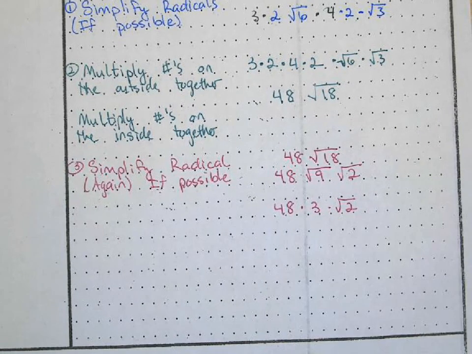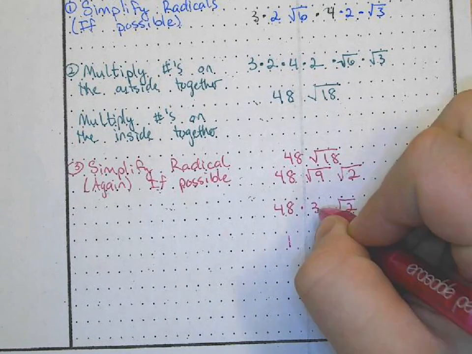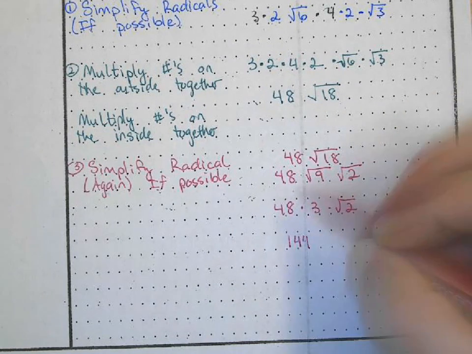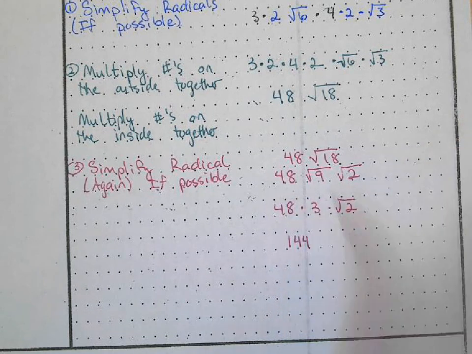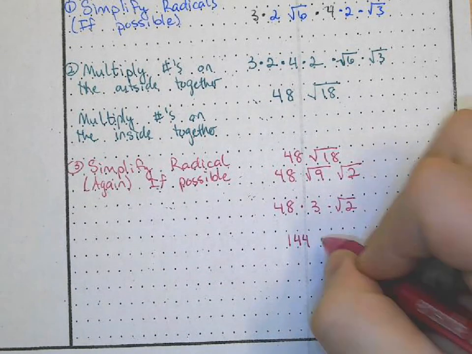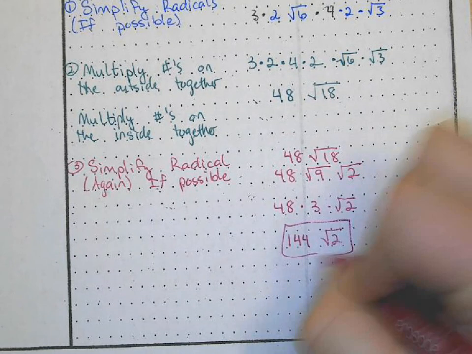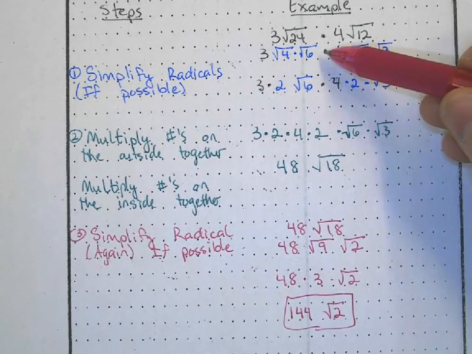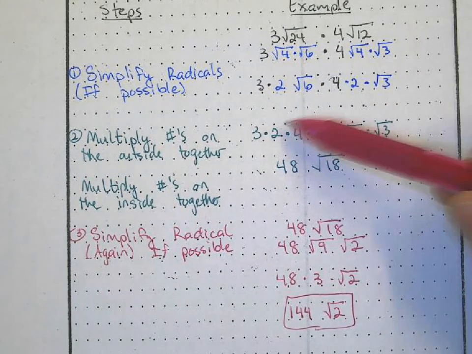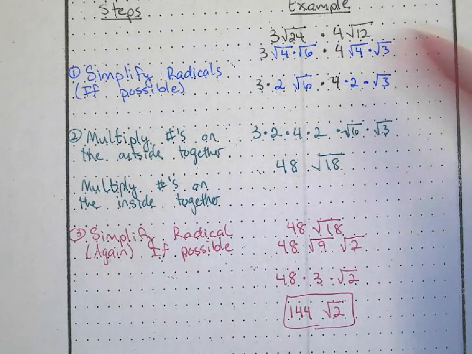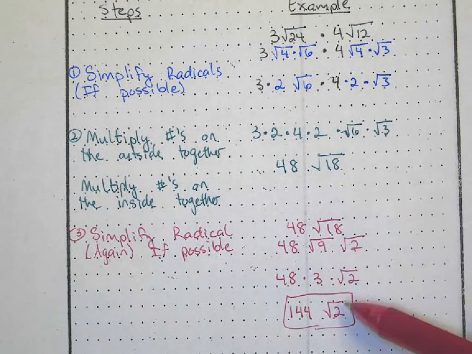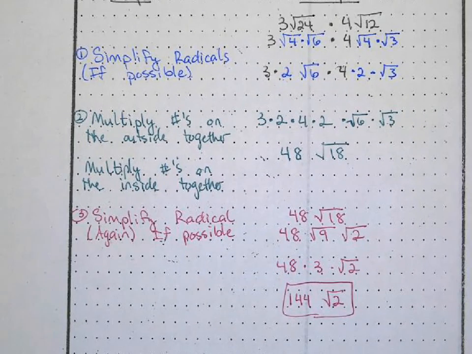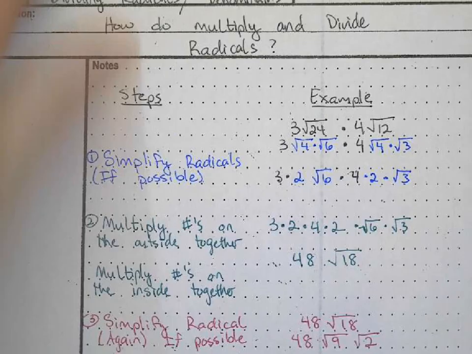So we'll do 3 times 48, which is 144. 144. 3 times 8 is 24. Yep. And then we just bring down the square root of 2, and we're done. So you simplify radicals, multiply numbers on the outside together, multiply numbers on the inside together, and then simplify again if needed. And that's how we can multiply radicals.